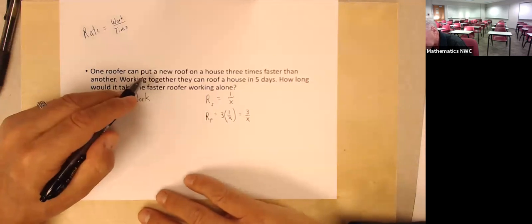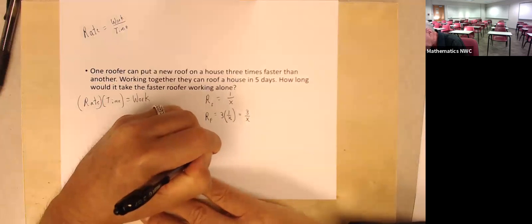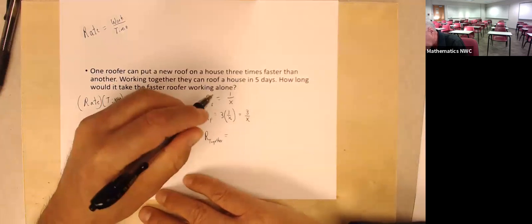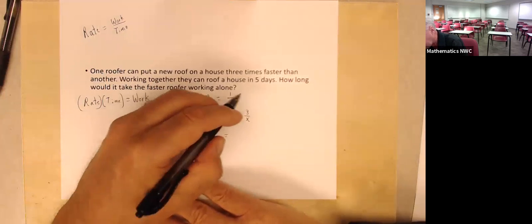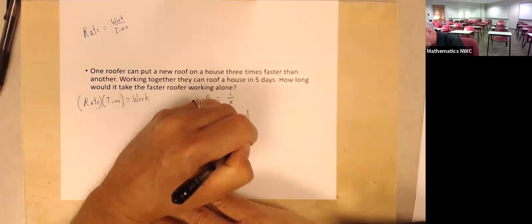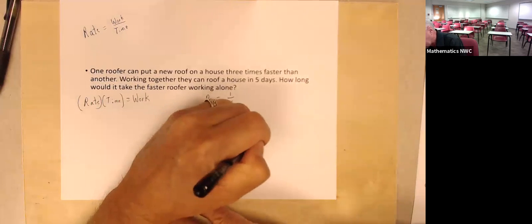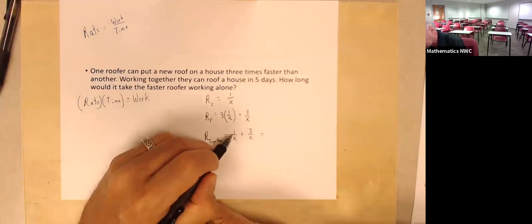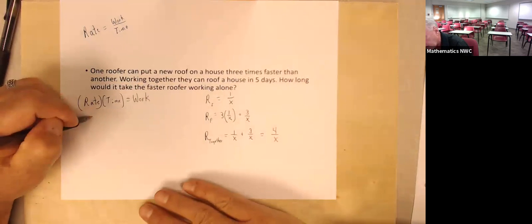Now they're going to work together. So my rate together, this time I'm adding both. They're not working against each other. They're both helping one another. So that would be 1/x added to 3/x. That has a common denominator already. So I end up with 4/x for my rate together.